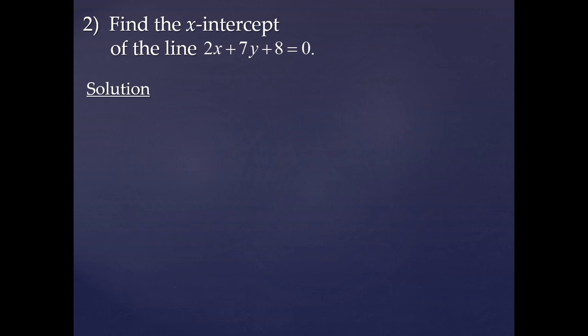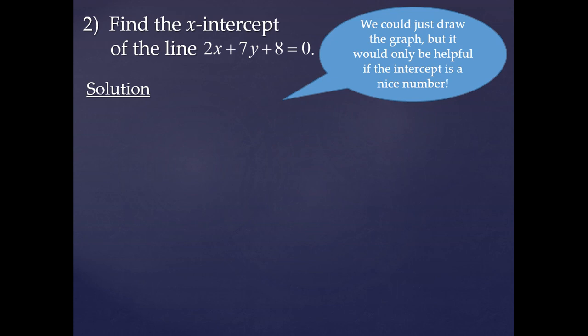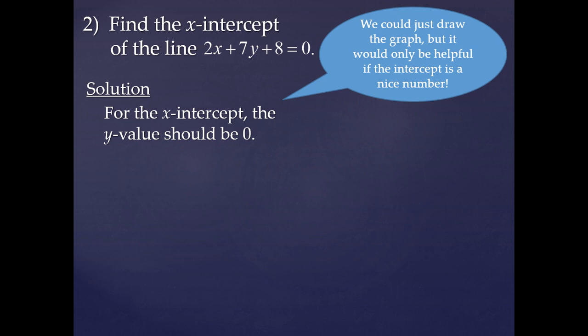So here's a solution. We could just draw the graph. Could we? I don't know. For the x-intercept, the y value should be 0. So what we're going to do here is set the value of y in that equation to 0 and then solve for x. What that'll look like is this. We'll start off with the equation, 2x plus 7y plus 8 equals 0. And then, since we know at the x-intercept the y value is 0, we will replace y with 0.